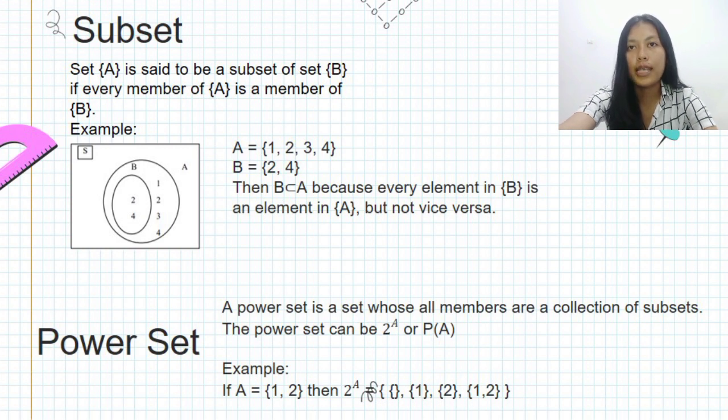Next we have power set. A power set is a set whose members are all the subsets of a set. The power set can be written as 2 to the power of A, or P(A). For example, if A equals {1, 2}, then 2 to the power of A equals {empty set, {1}, {2}, {1, 2}}.